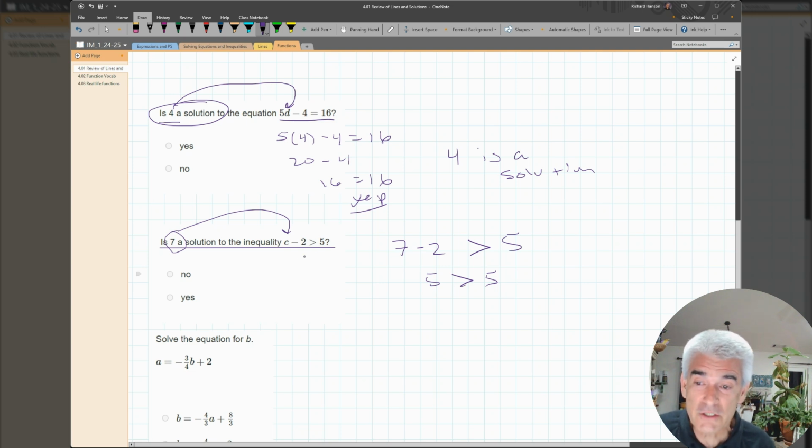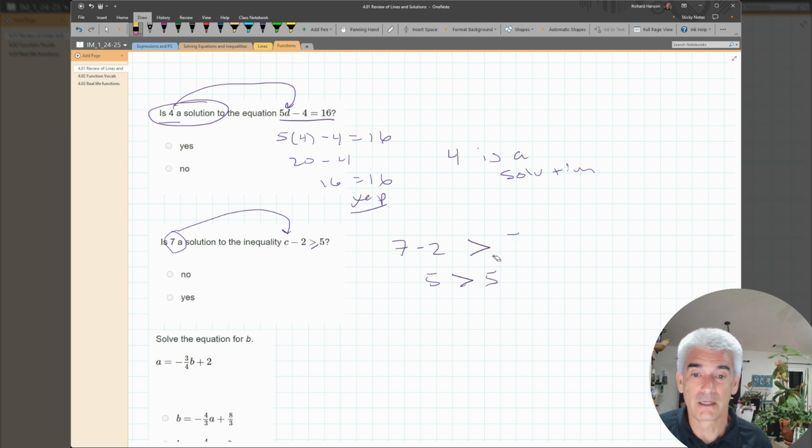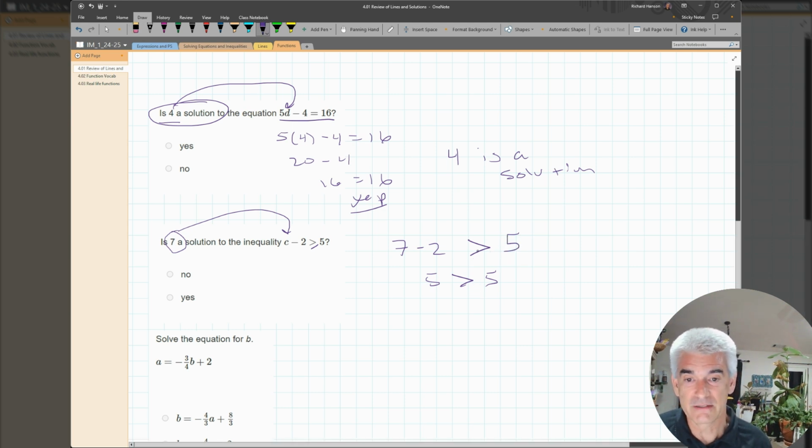If the original inequality had said greater than or equal to 5, then it would have been true because 5 is greater than or equal to 5. But as the original problem was given to us, is 7 minus 2 greater than 5? No, it's not. So 7 is not a solution. How about 8?